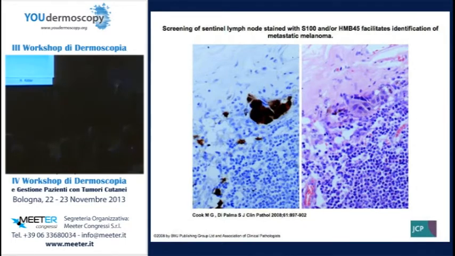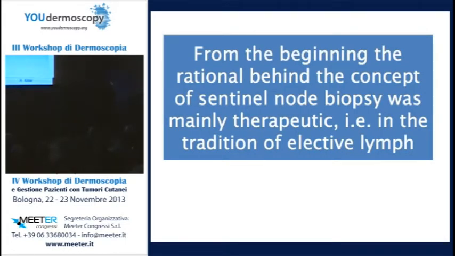Now, from the beginning, the rationale behind the concept of selective lymph node dissection was not prognostic, it was therapeutic. It was to improve elective lymph node dissection by doing surgery only on those who have a positive node. So from the beginning, there was a therapeutic option. The idea was that we could save the patients when we do surgery on the lymph nodes if they're positive.